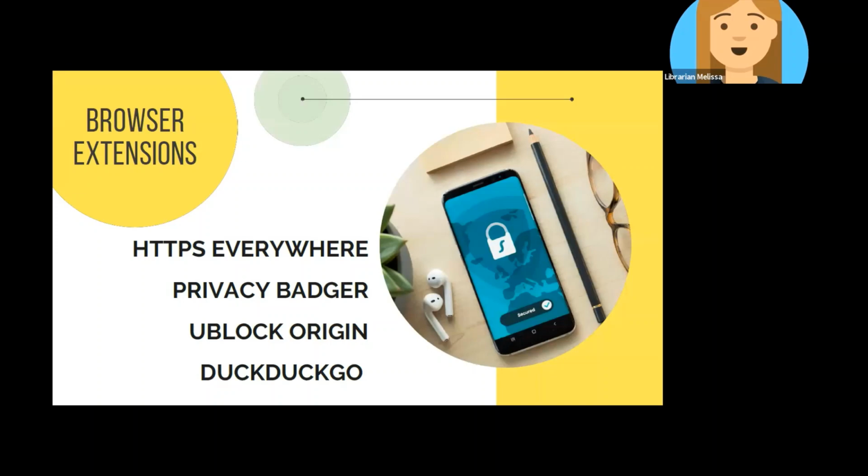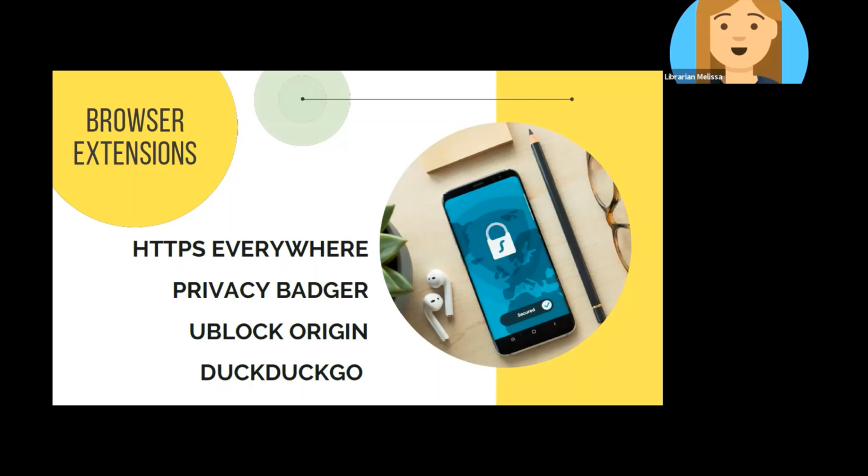Two other browser extensions you might consider are Privacy Badger and uBlock Origin, both of which work to prevent tracking on websites. Privacy Badger blocks ads and third-party trackers that follow you around from website to website when you're online. uBlock Origin is a content filtering extension, but it also blocks ads.